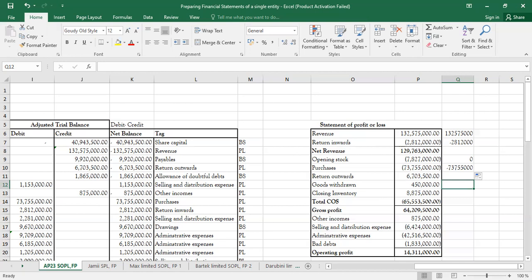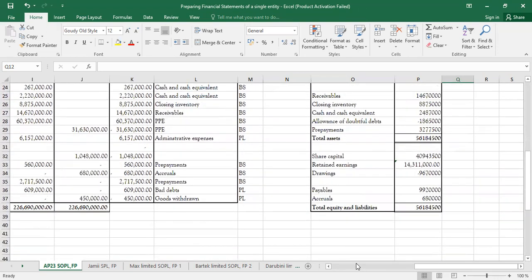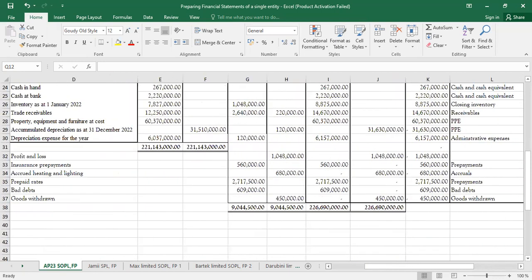Let me show you. You see, like here for PPE. So it is here. You can see property, plant and equipment and furniture at cost. It was this one, and we had also the accumulated depreciation, isn't it? So PPE will be just, so you know, the net book value. Net book value is equal to the value there.